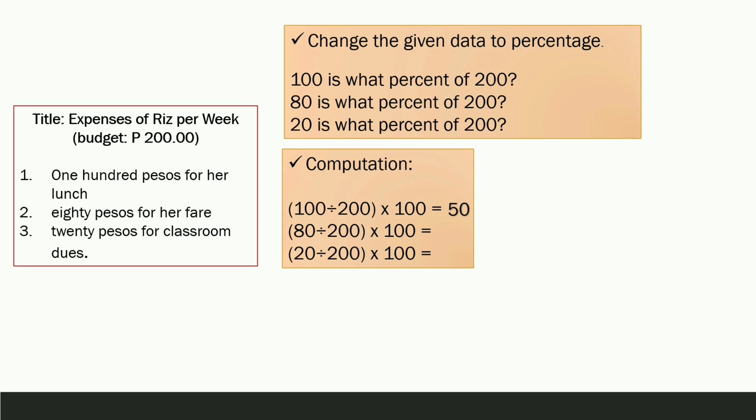80 divided by 200 times 100 equals 40 or 40%. 20 divided by 200 times 100 equals 10 or 10%. Now, let us put the data and transcode the linear text to nonlinear text. We will be using the circle graph.